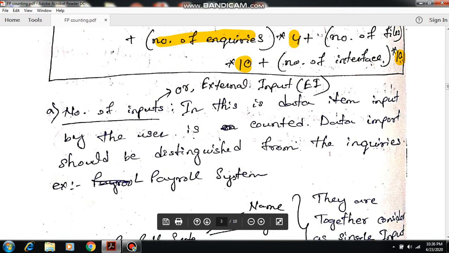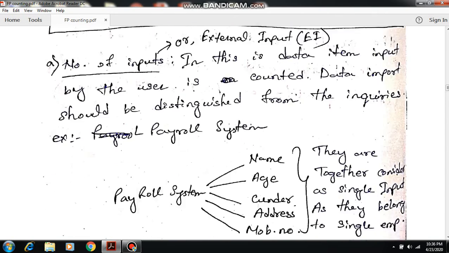Now we continue the UFP calculation. Now we have to know what the parameters of the UFP are. So the number of inputs is the external inputs. Whatever data items are given by the user are counted as external inputs.